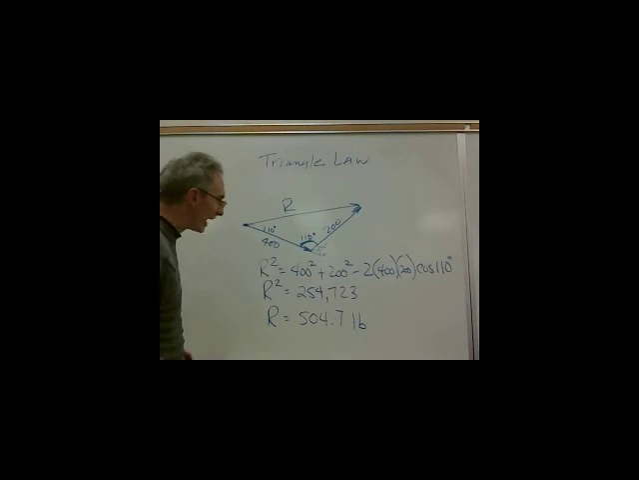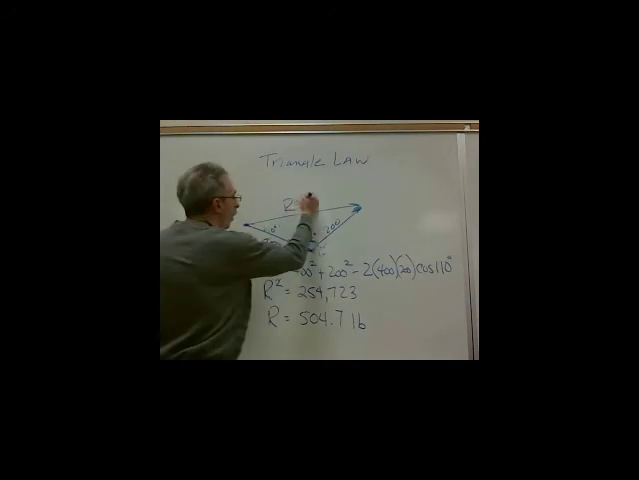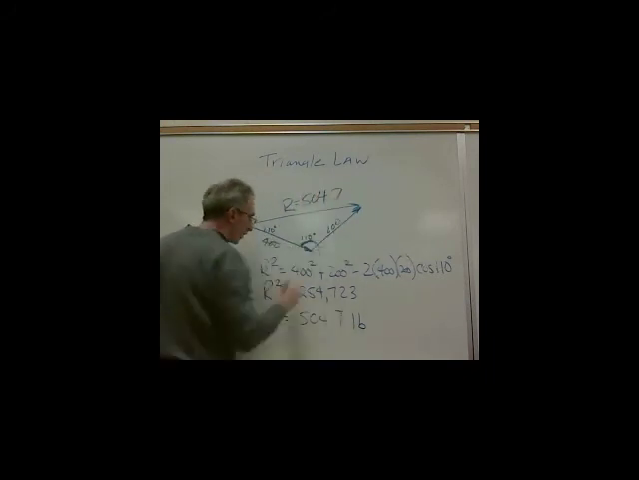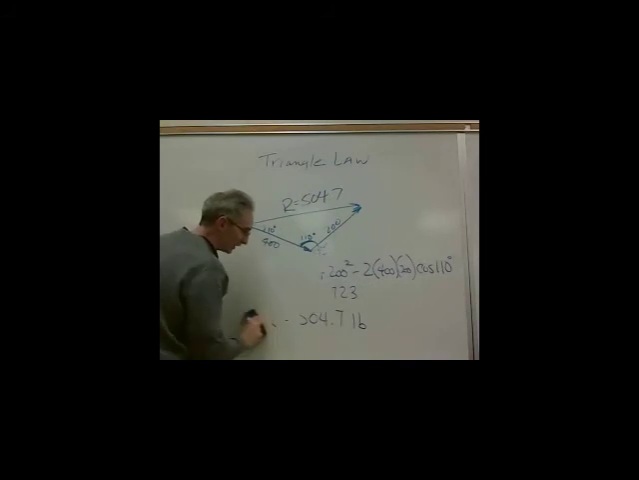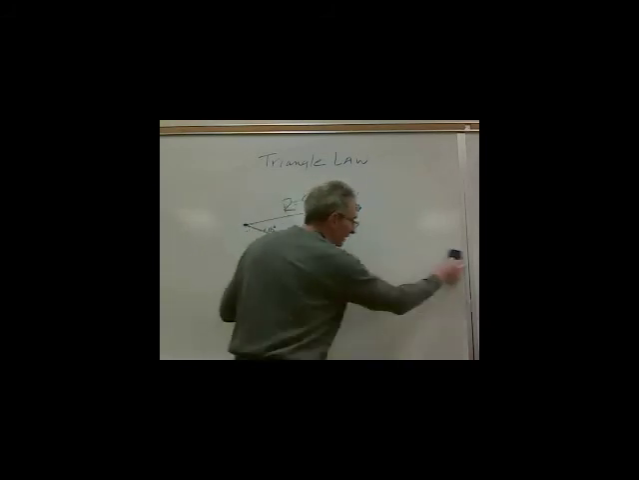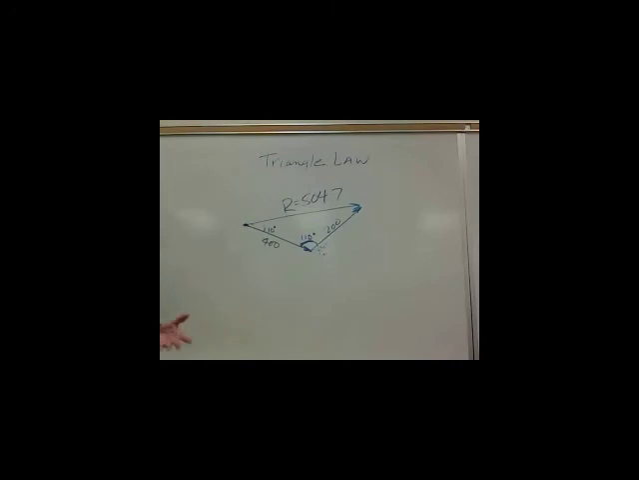Okay? So we know R is 504.7, but what's that direction? How are we going to get that? Well, we're going to do it by the sine law. This was an oblique triangle. Let's do the sine law. Okay? You remember the sine law? The sine law says, take a side, divide it by the sine of the opposite angle, and all the sides and the angles relationships have to be in the same proportion.